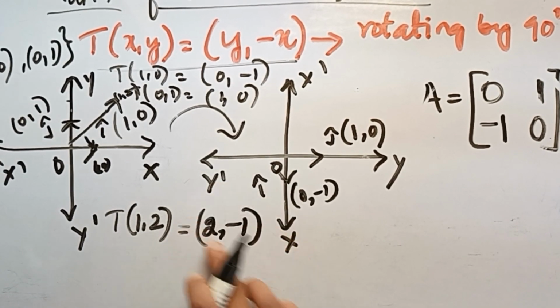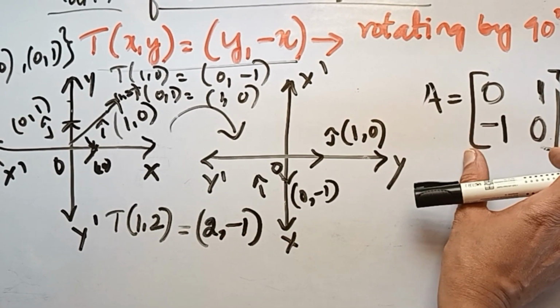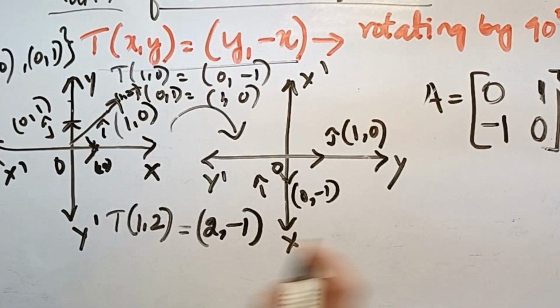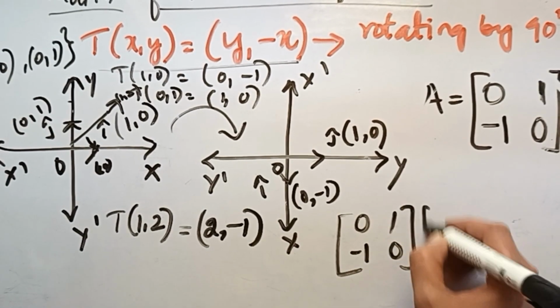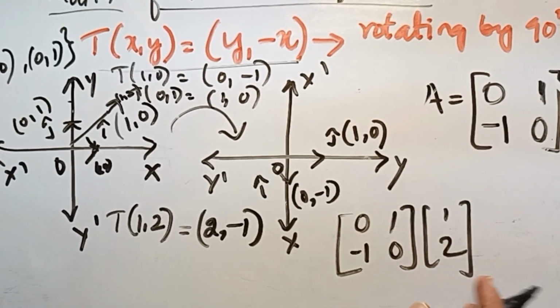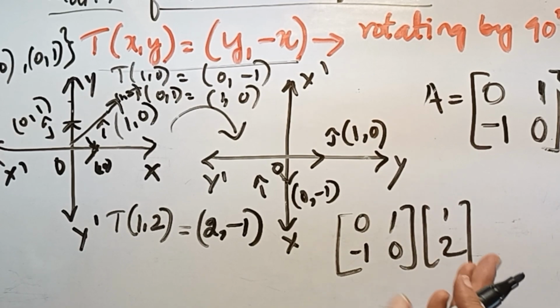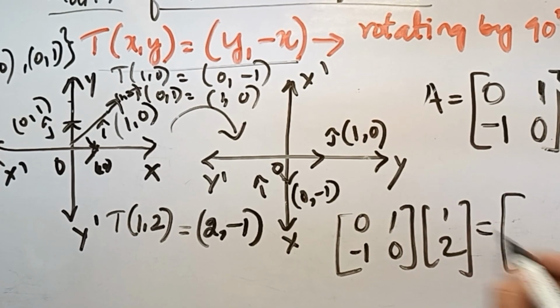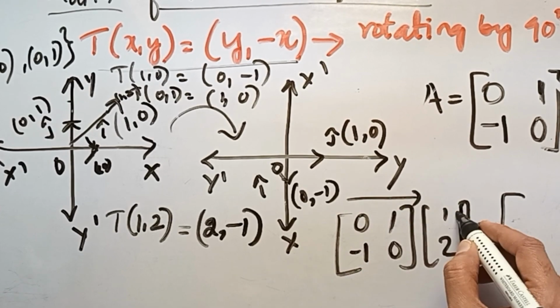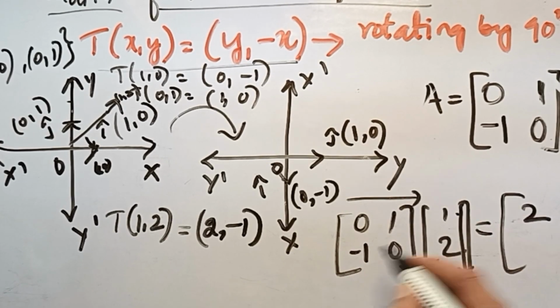Now, the same can be obtained using the matrix. Instead of writing this, I will multiply the vector, that is (1, 2). This vector has to be multiplied with this matrix to the left. Then what will you get? This gives you 0, 1 is 0, 1, 2 is 2, then minus 1.